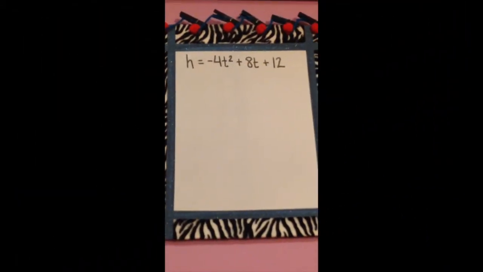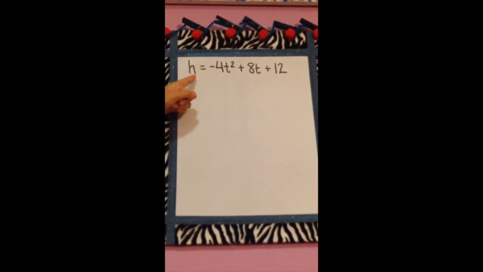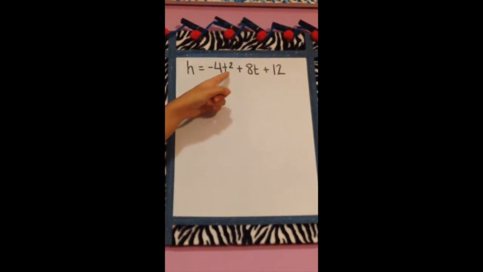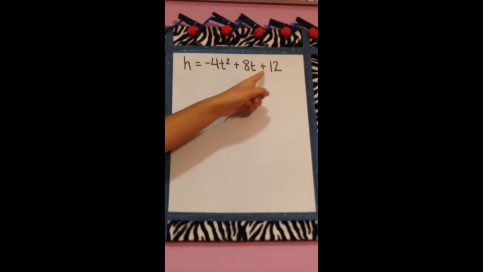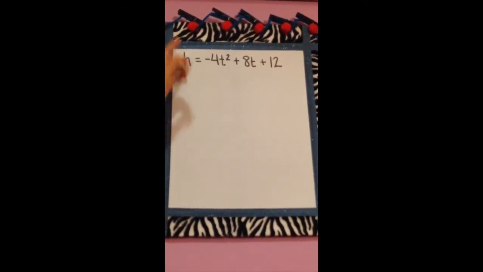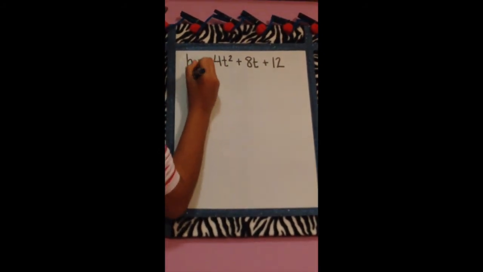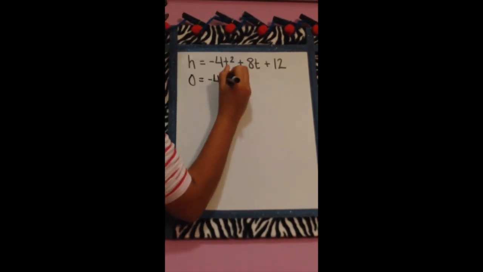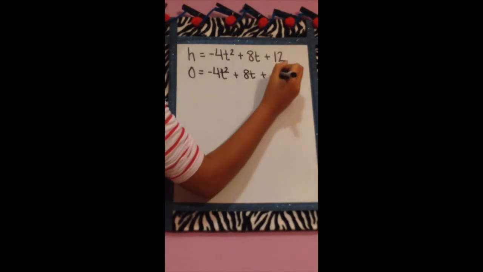The height of the ball after it's been thrown is modeled by this equation. So h stands for height in feet, equals negative 4t squared plus 8t plus 12, where t is time in seconds. You want to find it when h is 0 because you want to find out when the ball hits the ground. So 0 equals negative 4t squared plus 8t plus 12.